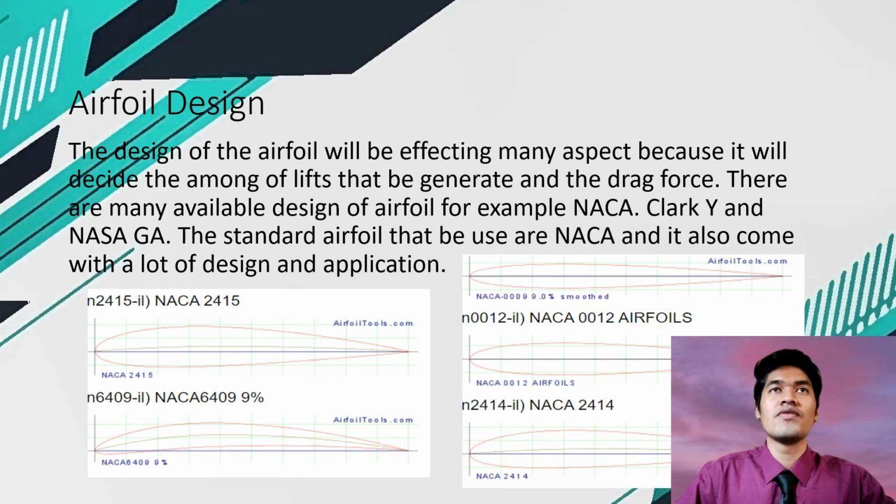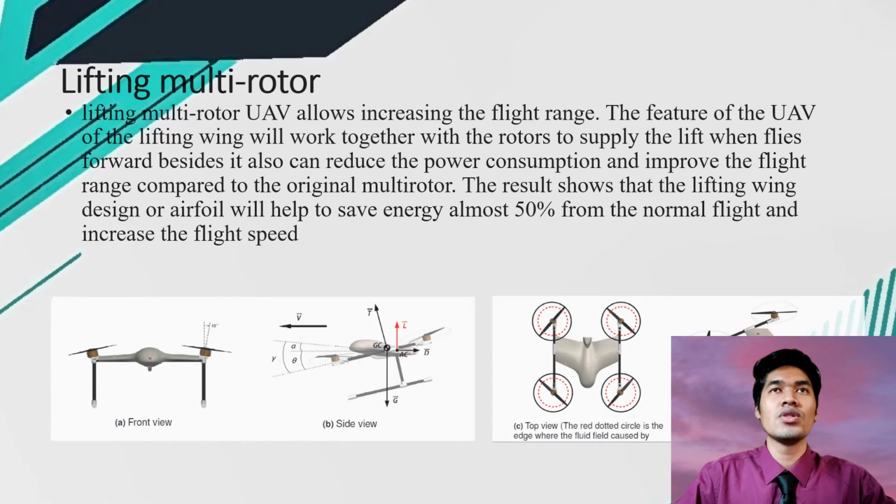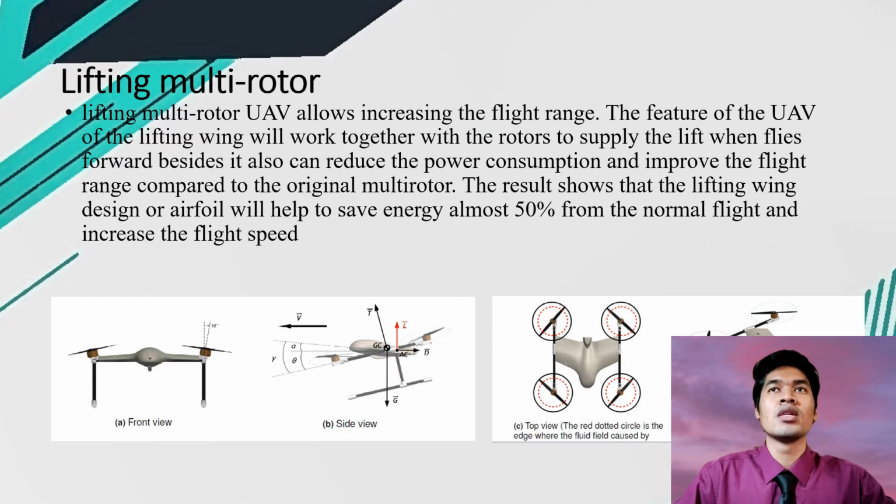Next, study on the lifting motor rotor. A lifting motor rotor UAV allows increased flight range, because with the feature of the UAV, the lifting wing will work together with the rotor to supply the lift when flying forward. Besides, it can also reduce power consumption and improve flight range compared to the original multi-rotor. In this study, they have shown that from the lifting effect, they saved almost 50% compared to a normal flight and increased the flight speed.